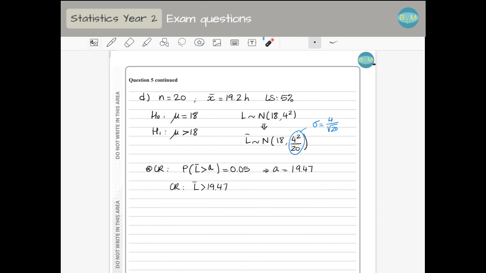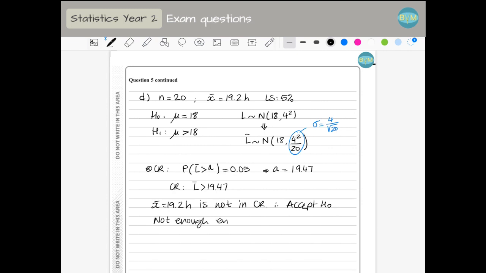And then we compare with the observed value. The observed value is 19.2, which is not greater than this one, so it's not in the critical region. The observed value x, 19.2 hours, is not in the critical region, which means, therefore, I don't have enough evidence to support her belief, so I have to accept H0. There is not enough evidence.